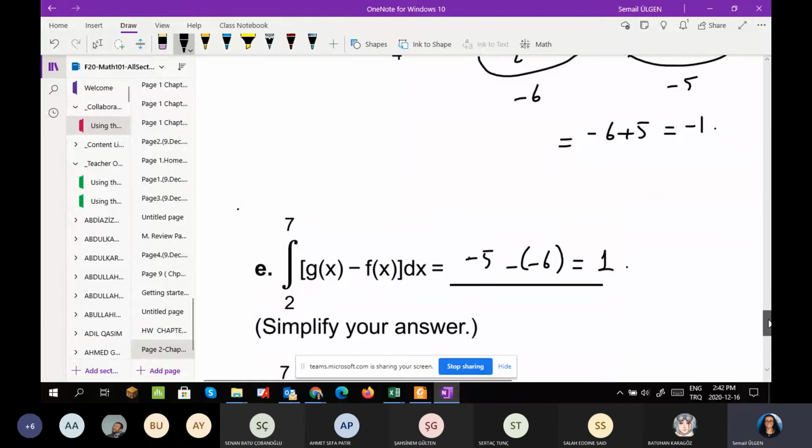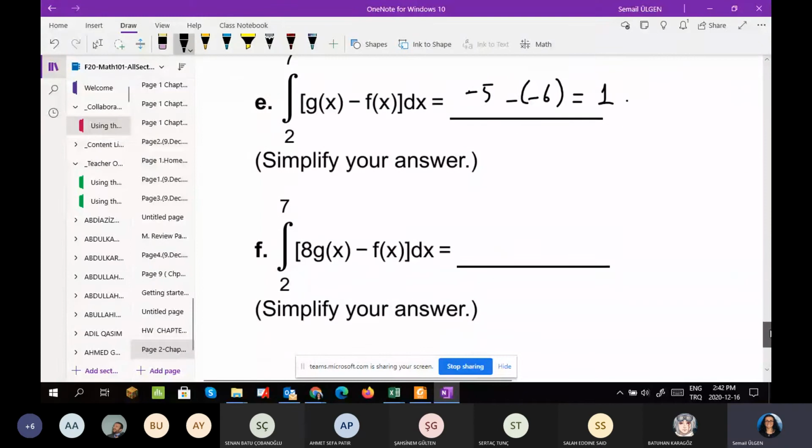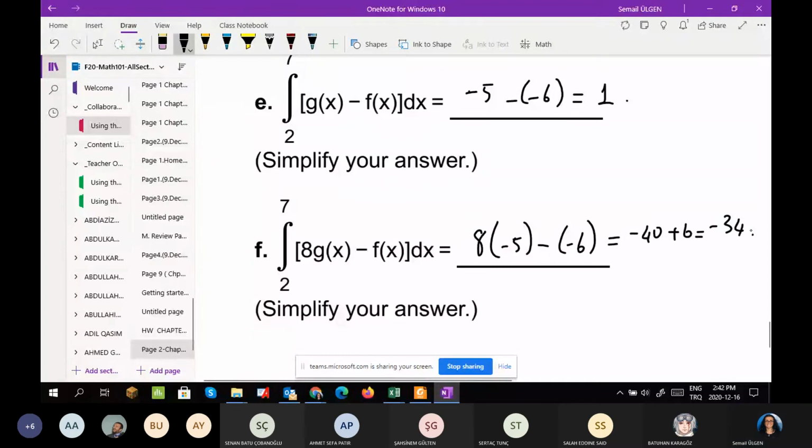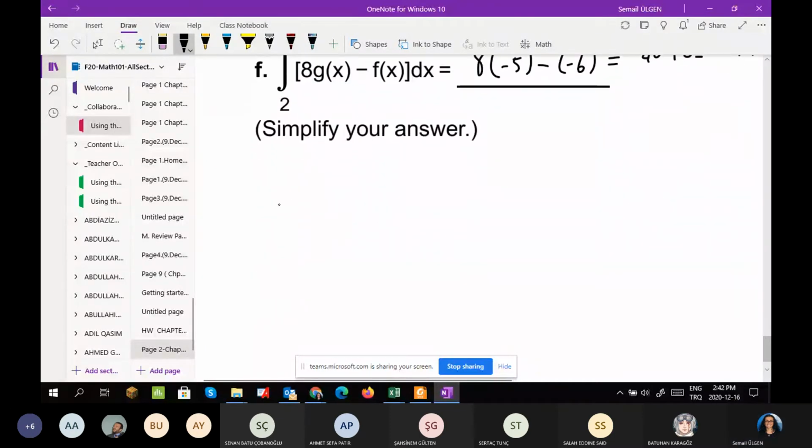Okay, because you can separate it. This is 8 times of that. So this is going to be 8 times (-5 minus -6), which is -40 plus 6, which is -34. Yeah. Okay. So this is all there is to it. Okay. Next question.